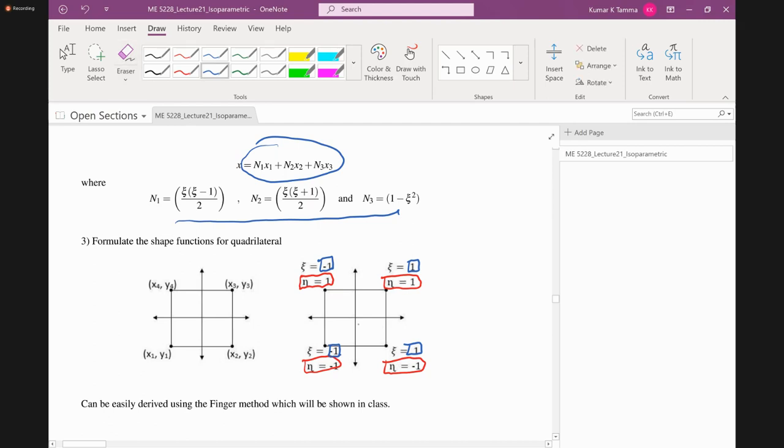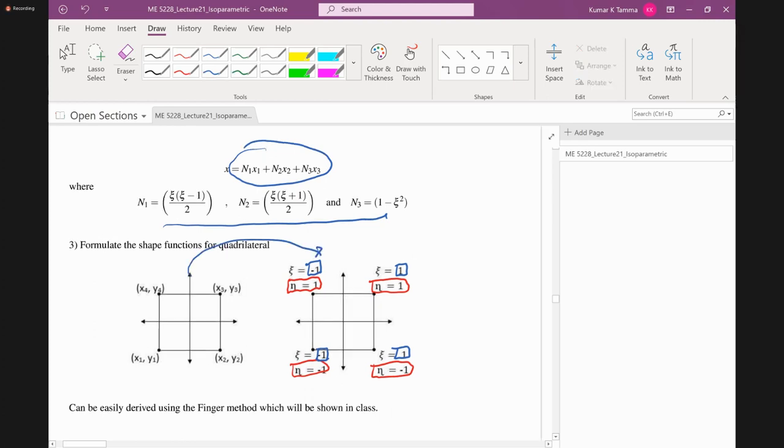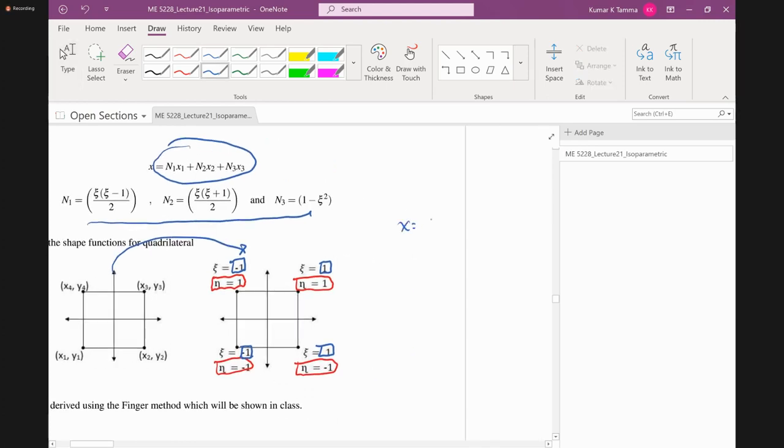The blues are the Cauchys and the reds are the etas in the 2D system. I'm mapping from here to here. I'm trying to get x is equal to N1, N2, N3, N4 times x1, x2, x3, x4, and y equal to the same thing times y1, y2, y3, y4. That's what I'm trying to get. What are the Ns I'm trying to ask?